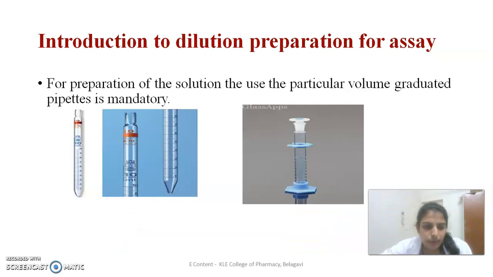The second important point is, for the preparation of the solution, we are pipetting the solutions from one volumetric flask to another volumetric flask. For that, we should use the particular volume graduated pipettes. For example, if you are pipetting 2 ml of the solution, you should use the particular 2 ml graduated pipette only. You should not use the 10 ml pipette or 5 ml pipette like that.